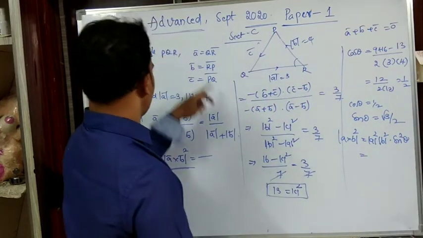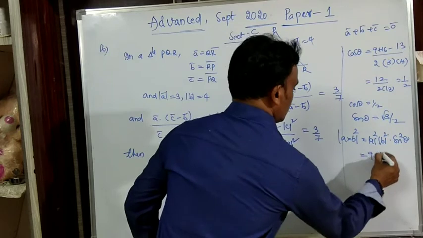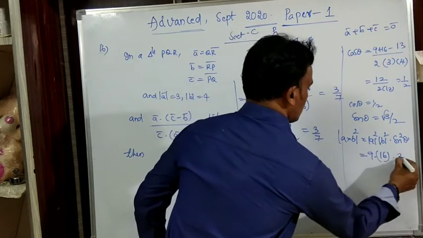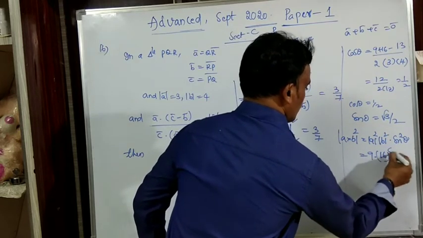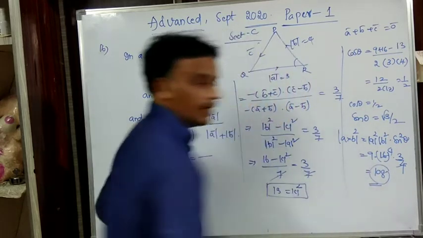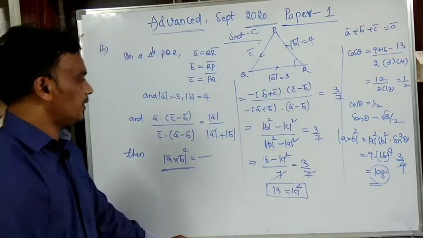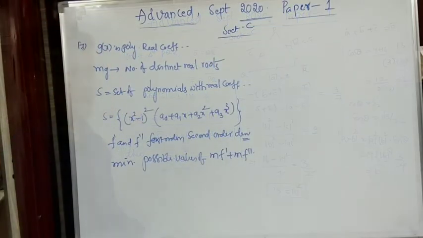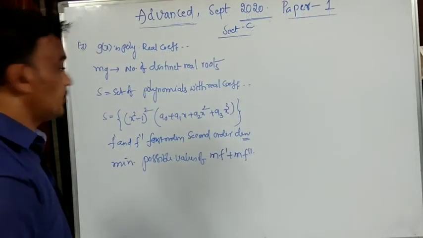So the magnitude squared is 9, and it is 16 times sin squared theta, which is 3 by 4. So 4 times that, which is 108. That is a very simple problem from vectors. Okay students, come on, make it. Yes, so coming to the next question.